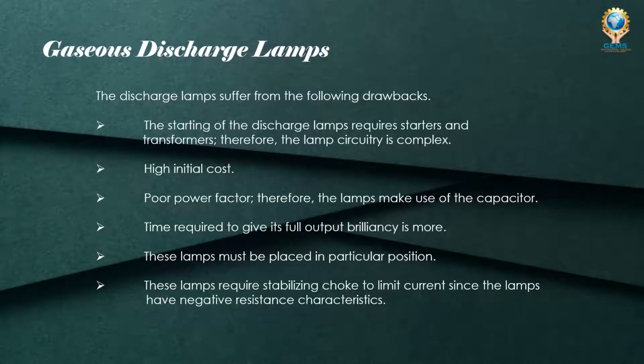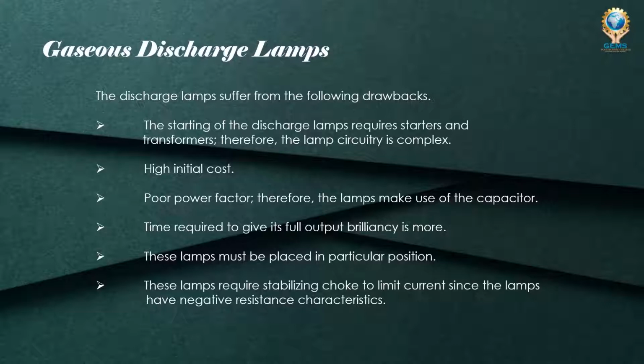In these cases, discharge lamps have a few drawbacks. The starting of the discharge lamp requires starters and transformers, and they need a choke, so the lamp circuit becomes complex. Then there is high initial cost, which is comparatively higher than the incandescent lamp.